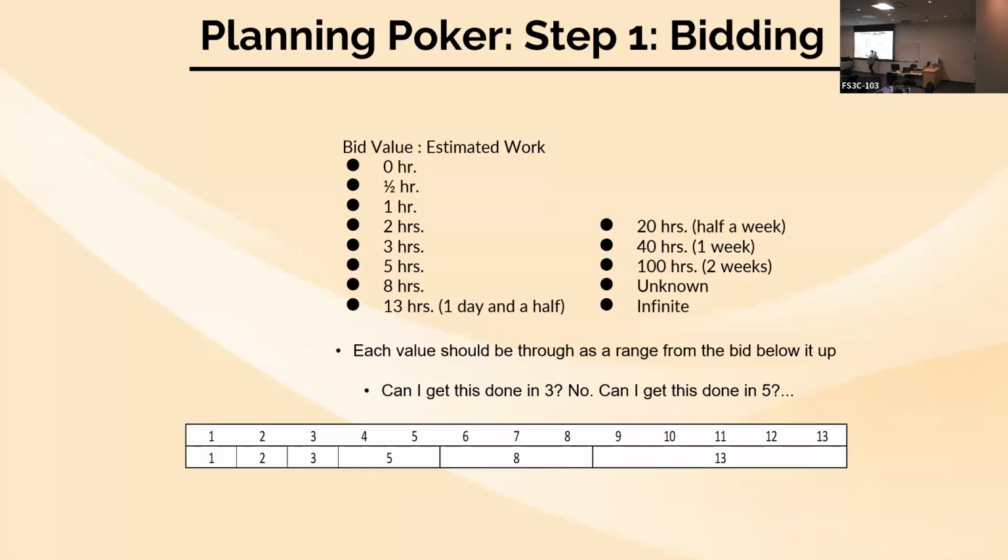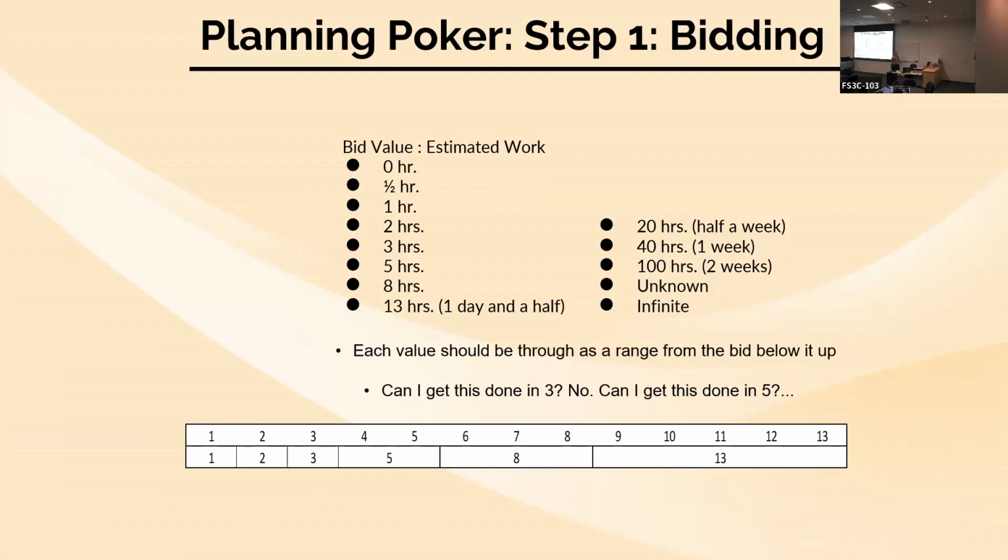So what I want you to be thinking is just go up inside of these buckets. Can I get it done in 1? No. Can I get 2? No. 3? No. 5? No. 8? Probably not. That seems a little bit too tight. 13? Yeah, I could get it done in 13 hours. It's a 13-hour bid, right? You're just going into that value.